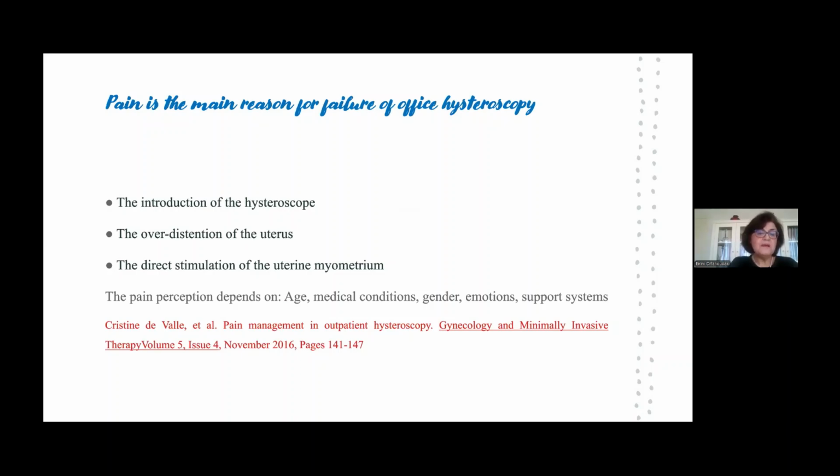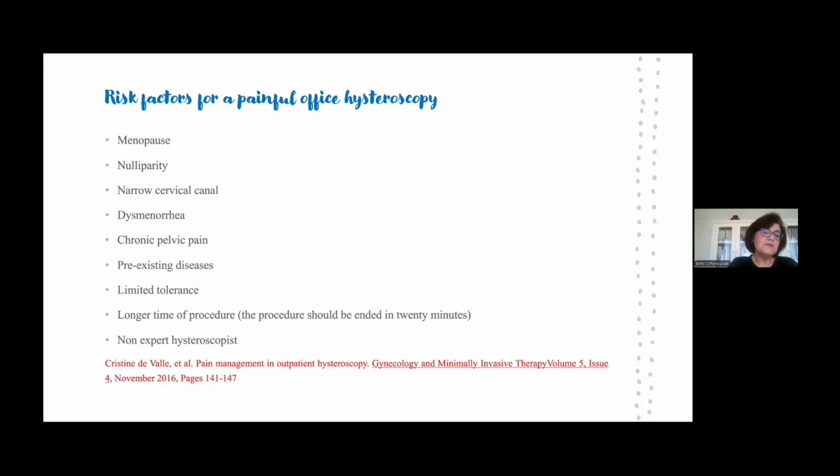The causes of pain are introduction of the hysteroscope, overdistension of the uterus, and direct stimulation of the uteromyometrium. Pain perception depends on age, medical conditions, gender, emotion, and support system. Risk factors for a painful office hysteroscopy: menopause, nulliparity, narrow cervical canal, dysmenorrhea, chronic pelvic pain, pre-existing diseases, limited tolerance, longer time of procedure. The procedure should be ended in 20 minutes. Non-expert hysteroscopist.